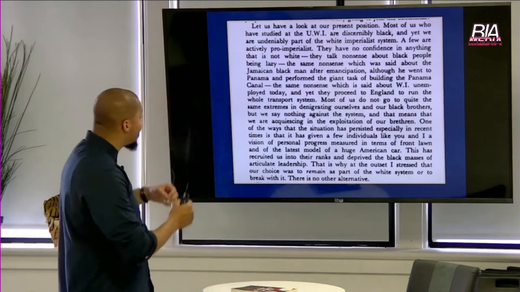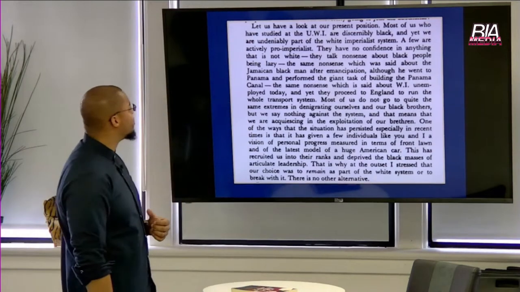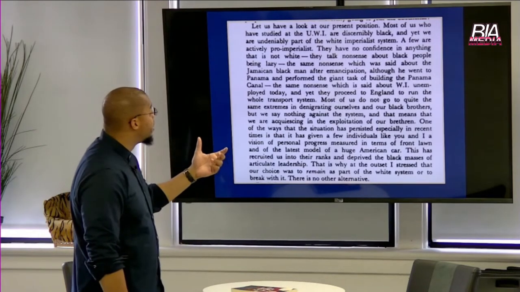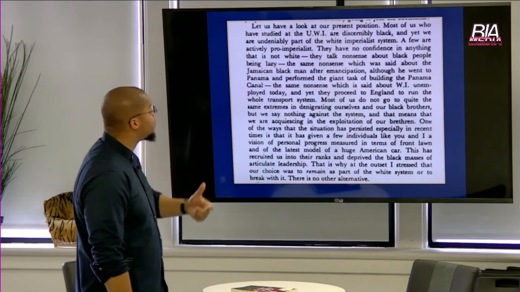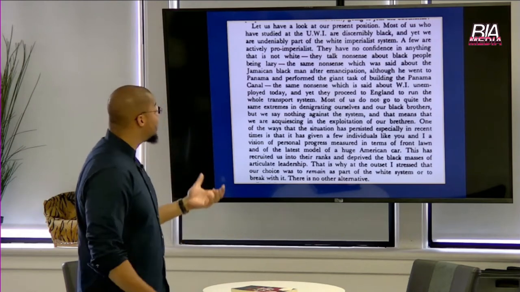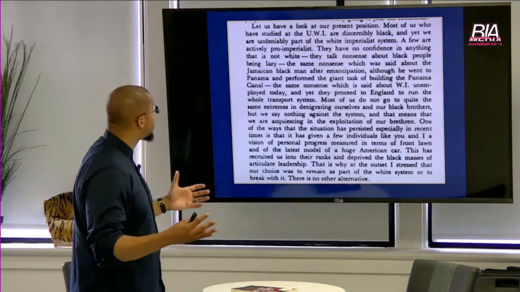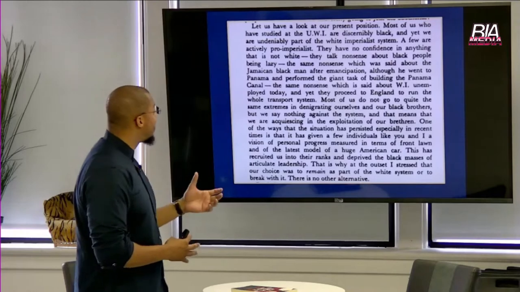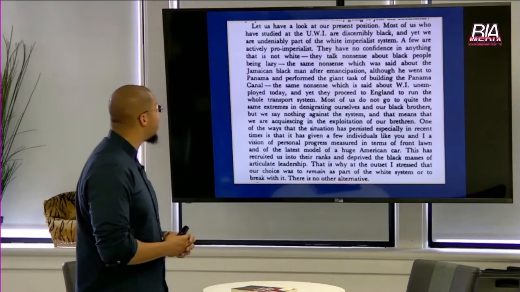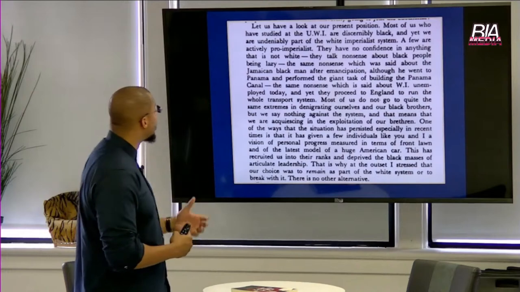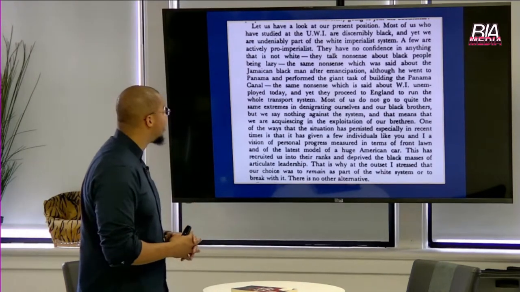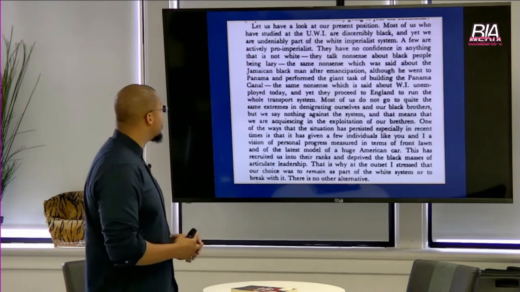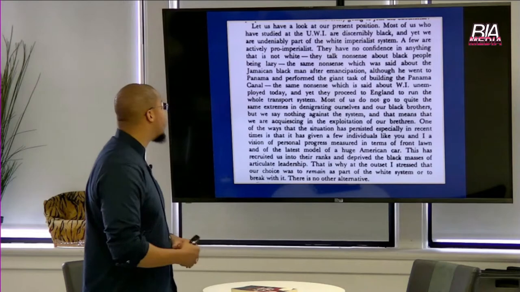He said, let us have a look at our present condition. Most of us who have studied at UWI are discernibly black, and yet we are undeniably a part of the white imperialist system. A few are actively pro-imperialist. They have no confidence in anything that is not white. They talk nonsense about black people being lazy, the same nonsense which is said about the Jamaican black man after emancipation, although he went to Panama and performed the giant task of building the Panama Canal, the same nonsense which is said about the West Indian unemployed today, and yet they proceed to England to run the whole transport system.